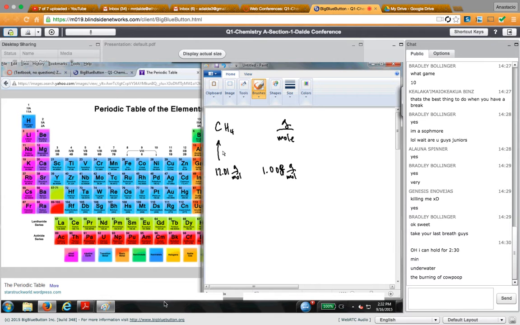So we have 1 carbon and 4 hydrogens. Now, since we have 4 hydrogens, we need to multiply this by 4. Got it? And then we want to figure out how much total this is. So this is 1 carbon, 4 hydrogens, and you just add that up. That's how you get the molar mass.